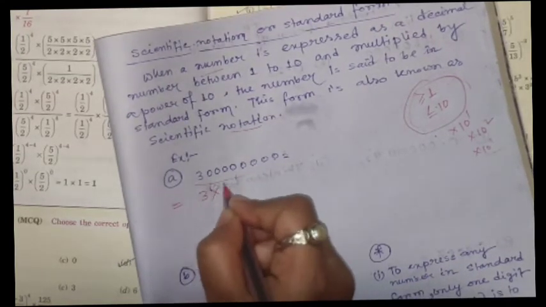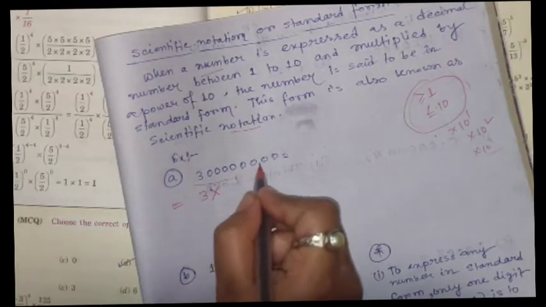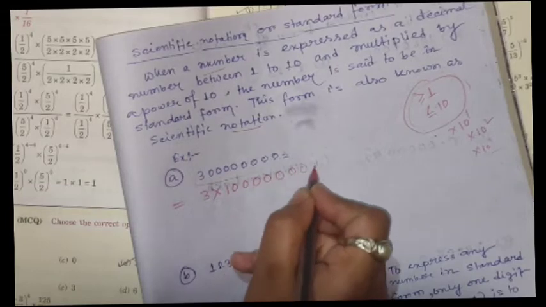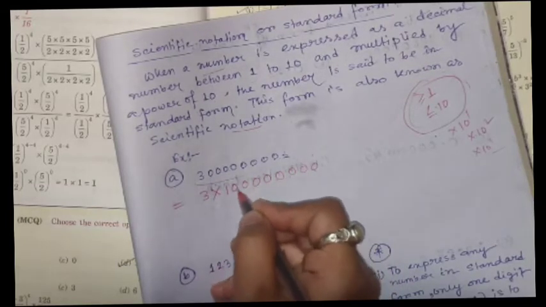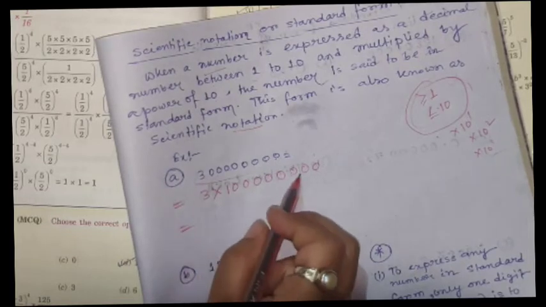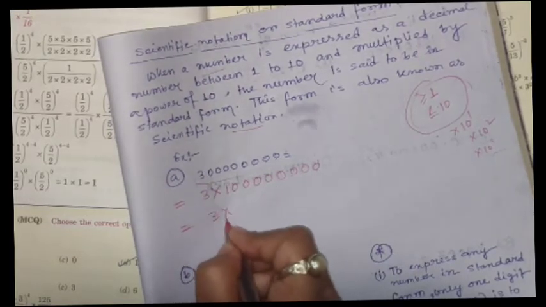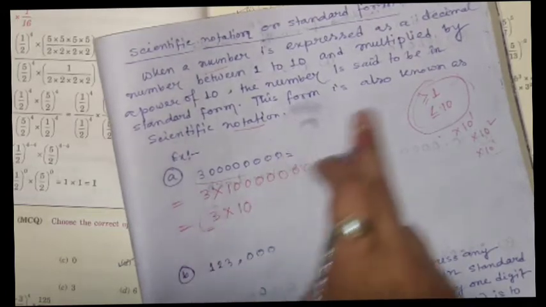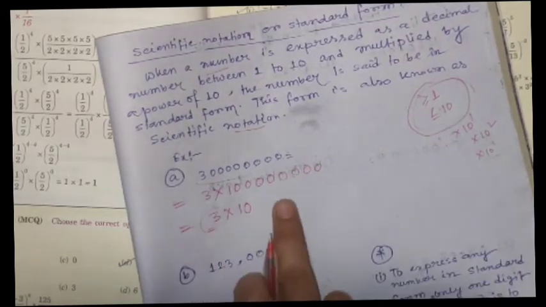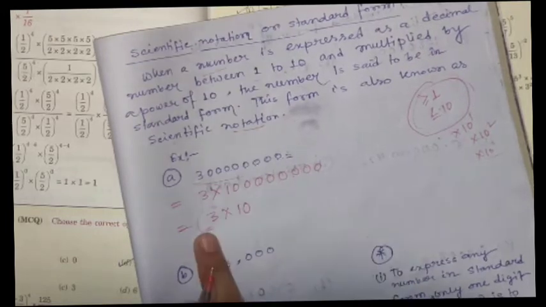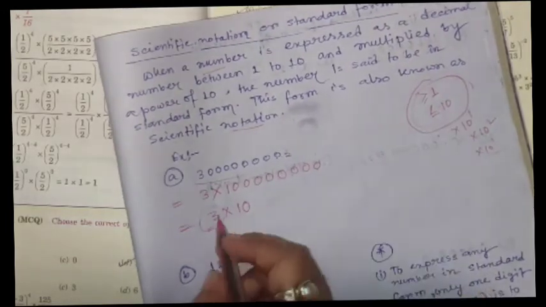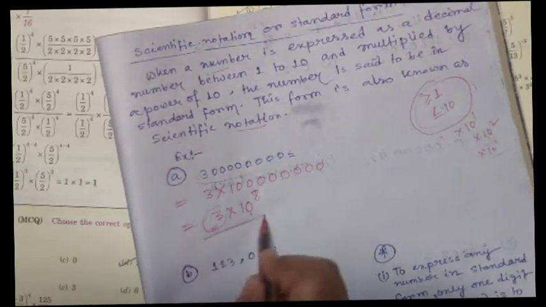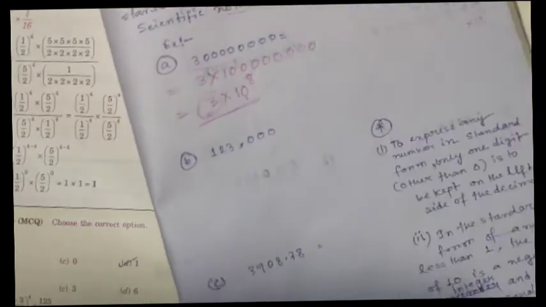So how can you express this? 3 multiplied by 1 followed by 8 zeros. After 1 there will be 8 zeros. So 3 is the number which is greater than or equal to 1 and less than 10. This number lies between 1 and 10. So we can express this as 3 multiplied by 10 to the power 8. This is the standard form of this number, okay.